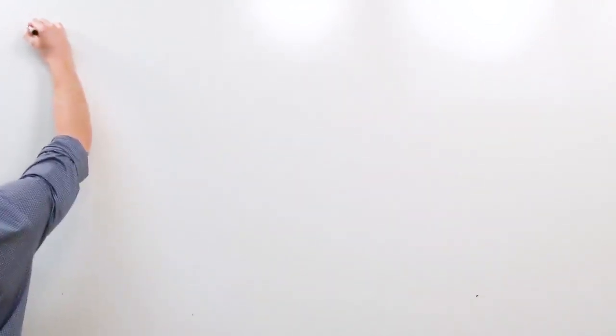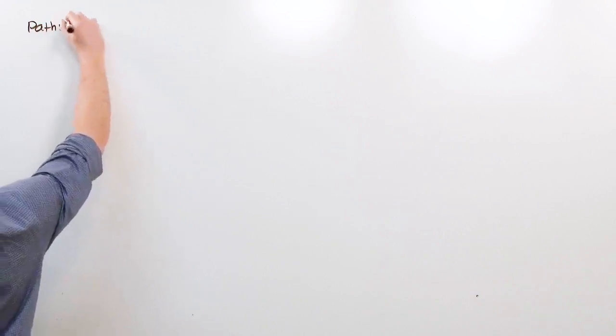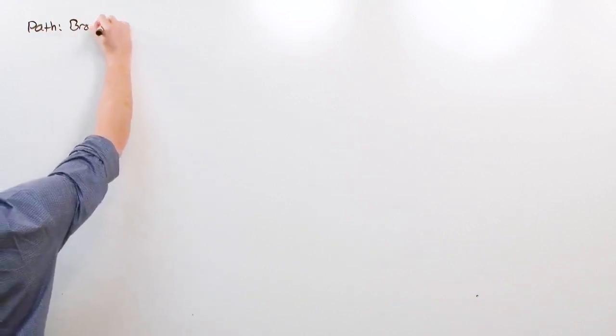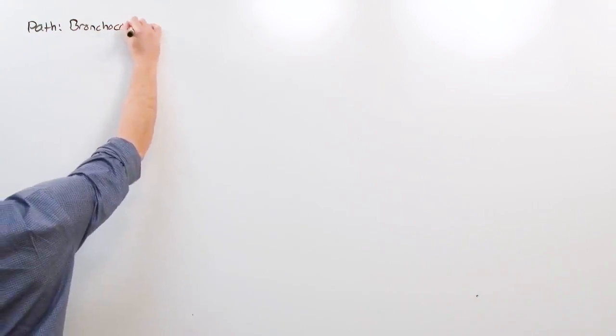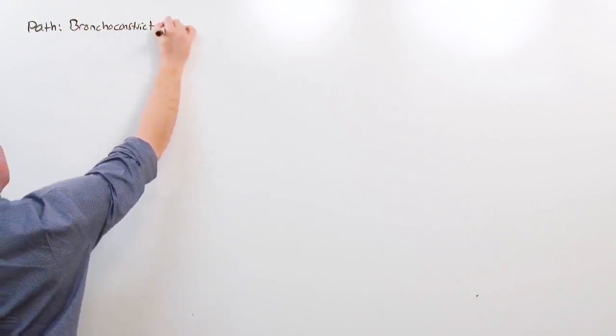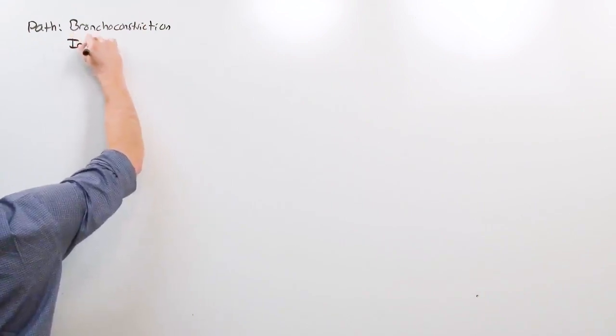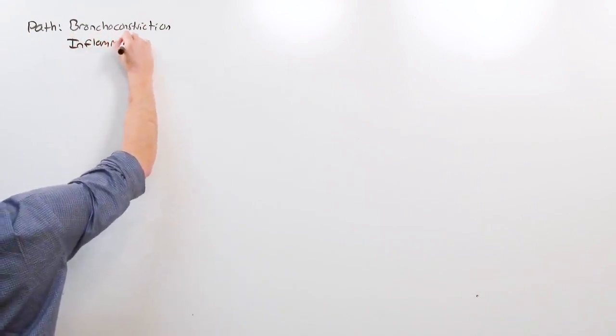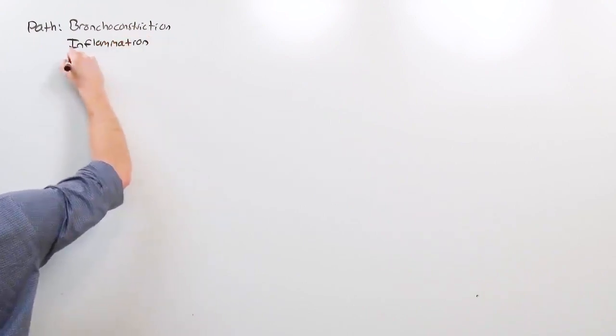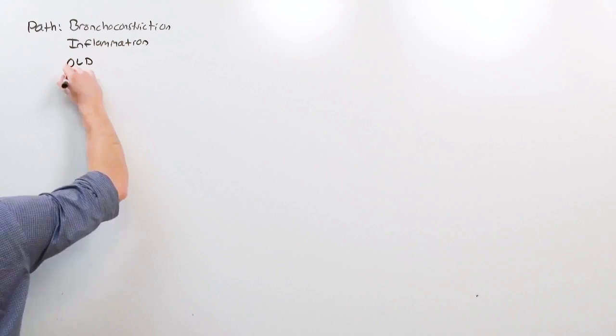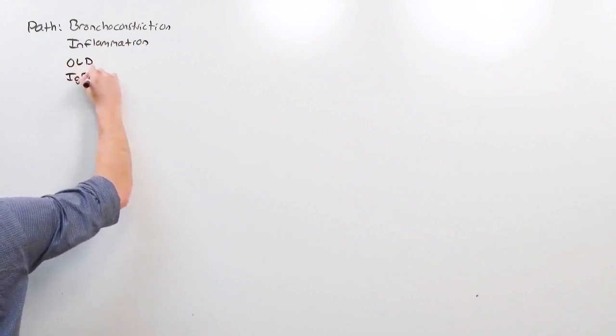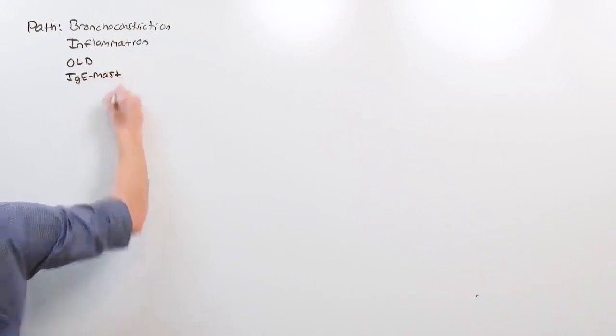Let's start off by talking about the pathology of asthma. Asthma is a product of both bronchoconstriction and inflammation. It is an obstructive lung disease, and it is IgE mast cell mediated.